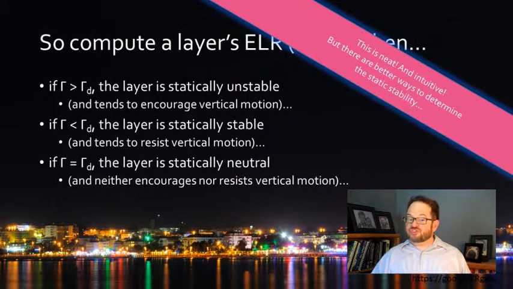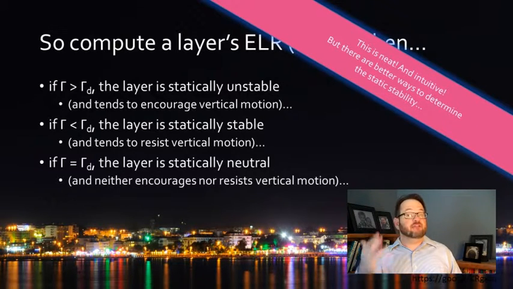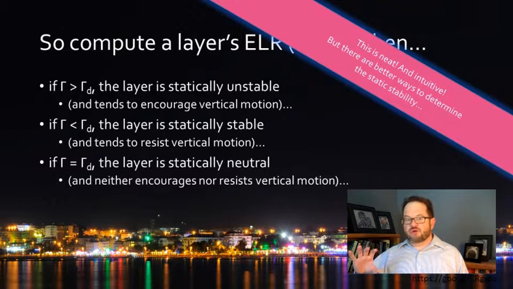Now at the end of part 2, you learned that there were 3 fairly basic rules to figure out which of 3 categories of static stability you had in any given layer of the environment. You just found for that layer the environmental lapse rate and then compared it to the dry adiabatic lapse rate to determine whether the layer was statically stable, statically unstable, or statically neutral.